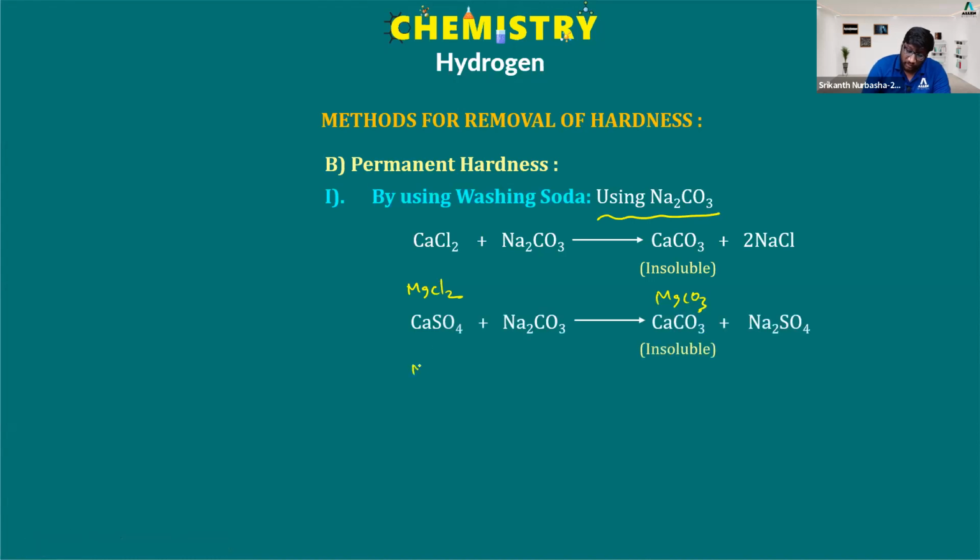Or you can have CaSO4. There can also be MgSO4. If you use MgSO4, along with CaCO3, you will get MgCO3. Because you are treating the respective calcium or magnesium sulfates or chlorides with washing soda, they react to form the same insoluble calcium carbonates or magnesium carbonates. These insoluble carbonates, which are present as precipitate, can be removed by filtration. You can write down: these can be removed by filtration.